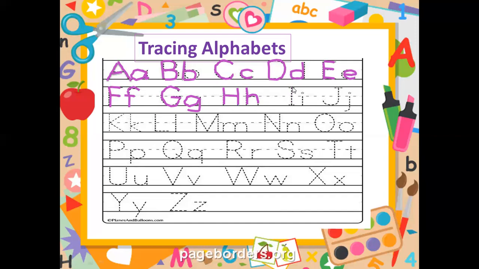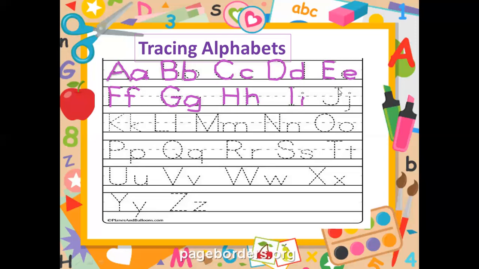Now the letter I is just a standing line from top to the bottom, and a small sleeping line at the top and a small sleeping line at the bottom. For the lowercase letter I, you will start from the middle to the bottom, okay? And then put a small dot at the top of the I.